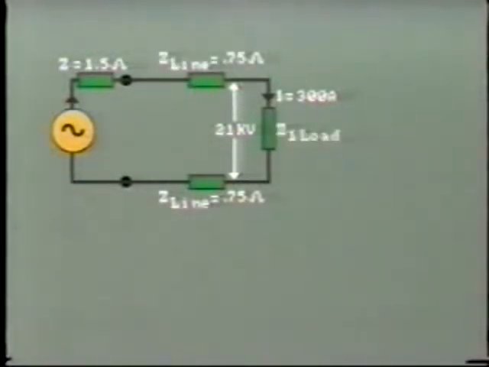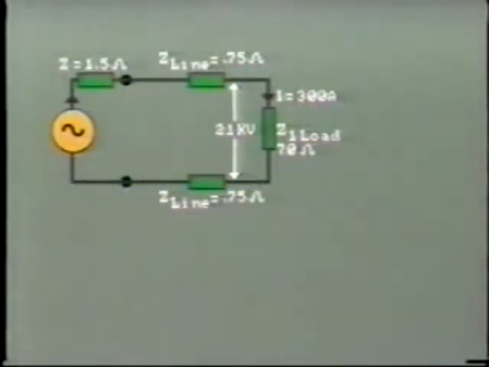As this is single phase, we can calculate the impedance of the load simply by dividing 21 kV by 300 amps. This comes to 70 ohms. Observe that the load impedance is far greater than the generator and line impedance. The return line also has the impedance of 0.75 ohms, and the current, 300 amps, circulates continuously in this closed single-phase circuit.